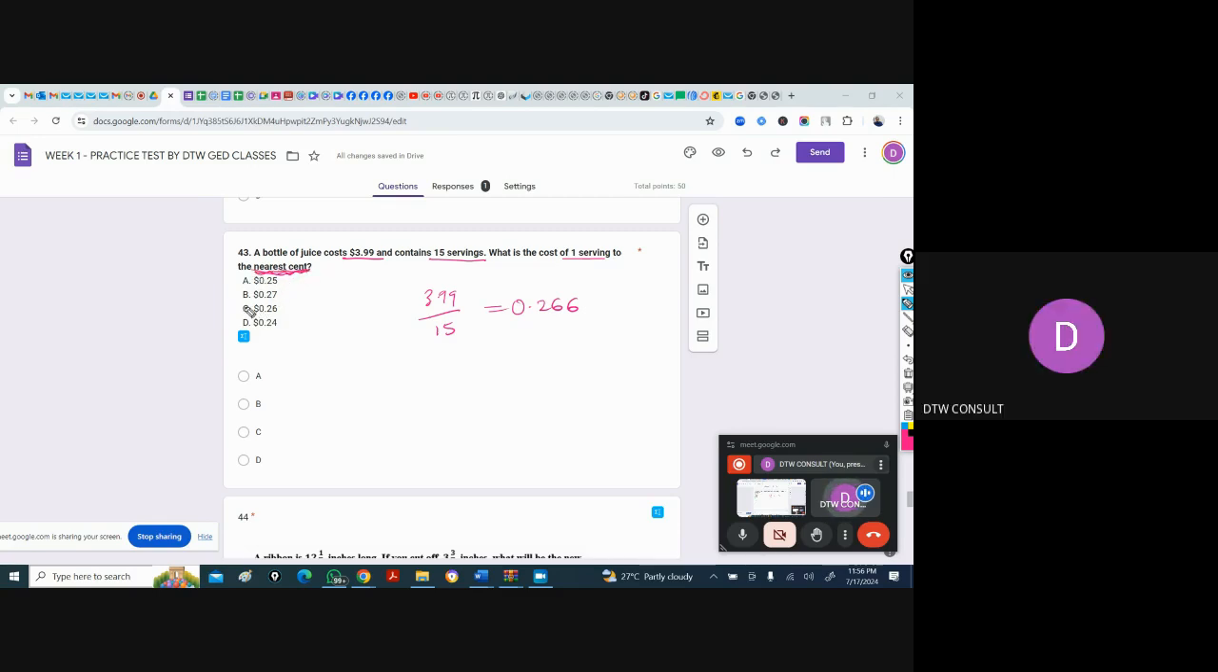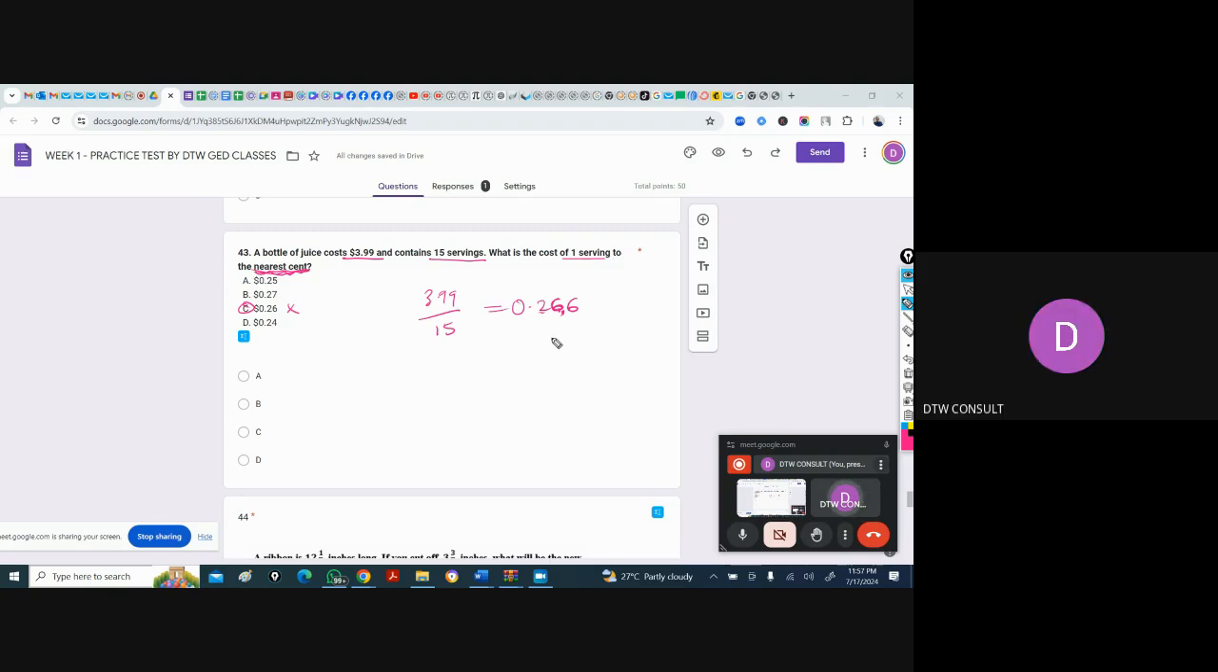So if you go quickly and pick C, you're wrong. Yes, I did. I picked C. You're wrong, because it says to the nearest cent. So if you do it with a calculator, you have to approximate. So to the nearest cent means six. Yes, this is the cent. A cent ends here. Right?